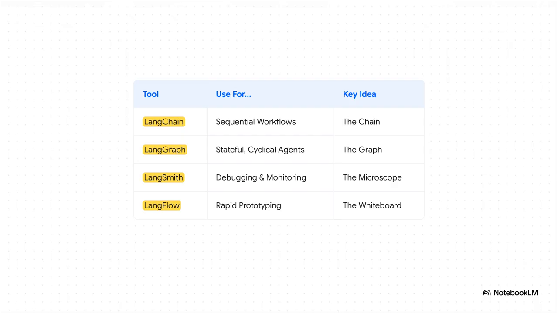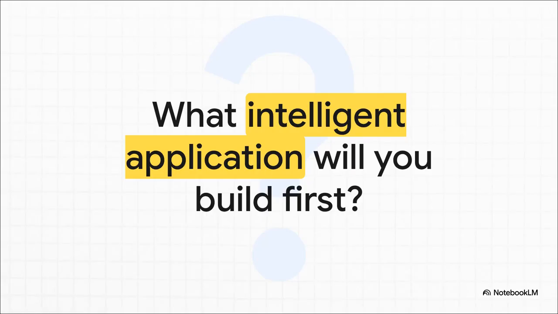It's a complete toolkit. So there you have it. You've got the whole setup. A whiteboard for your big ideas, chains and graphs for the actual construction, and a microscope to make sure it all works perfectly. You now have everything you need to build those really cool, intelligent, self-correcting applications we've all been talking about. The only real question now is, what are you going to build first?